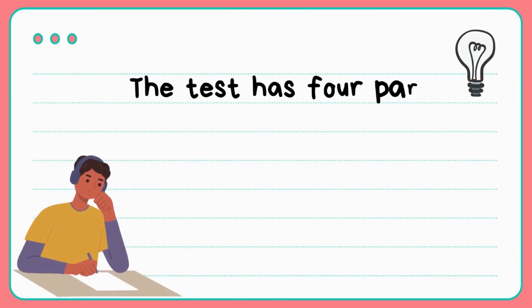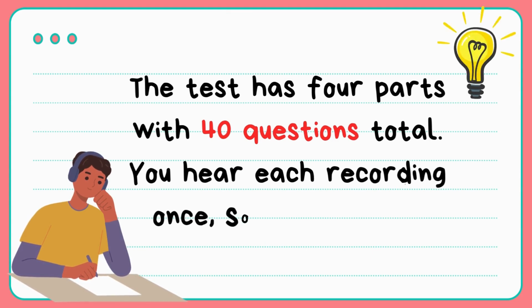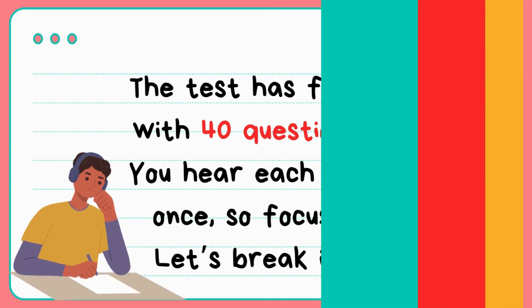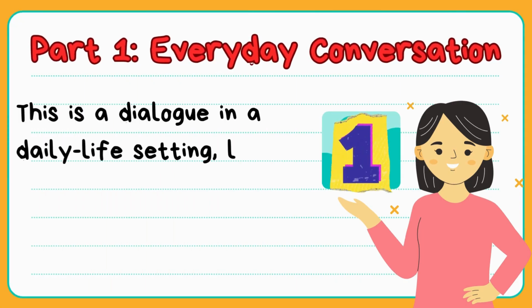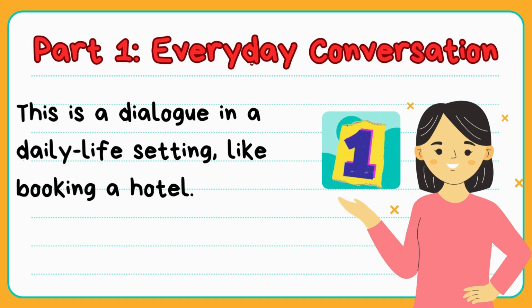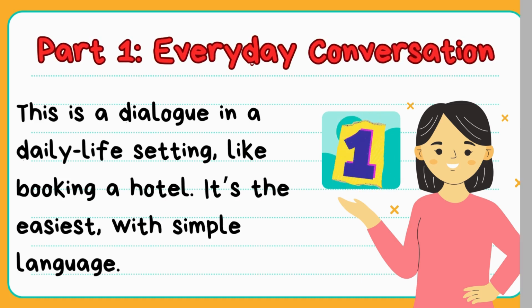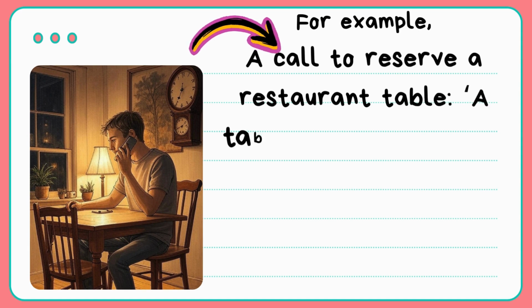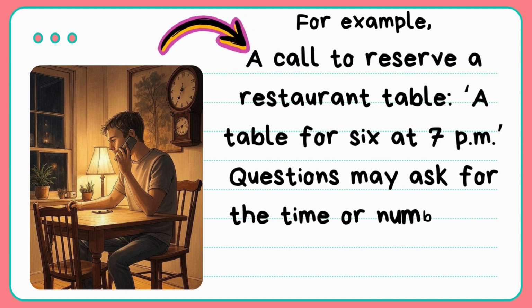The test has 4 parts with 40 questions total. You hear each recording once, so focus is key. Let's break it down. Part 1. Everyday conversation. This is a dialogue in a daily life setting, like booking a hotel. It's the easiest, with simple language. For example, a call to reserve a restaurant table, a table for 6 at 7 p.m. Questions may ask for the time or number of people.